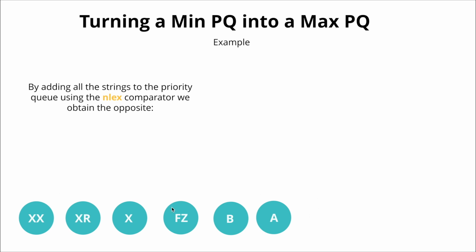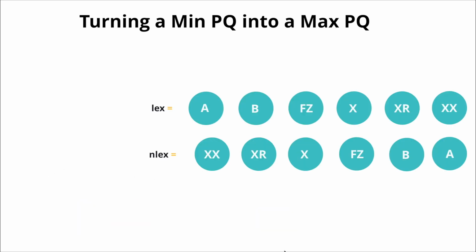If you check this out, this is the opposite of what we got when we used the lex comparator. By using the NLEX, we achieve the opposite. So if we compare the results that we got while using each comparator, you will discover that the results are directly opposite. This one is using the lex and this one is using the NLEX.